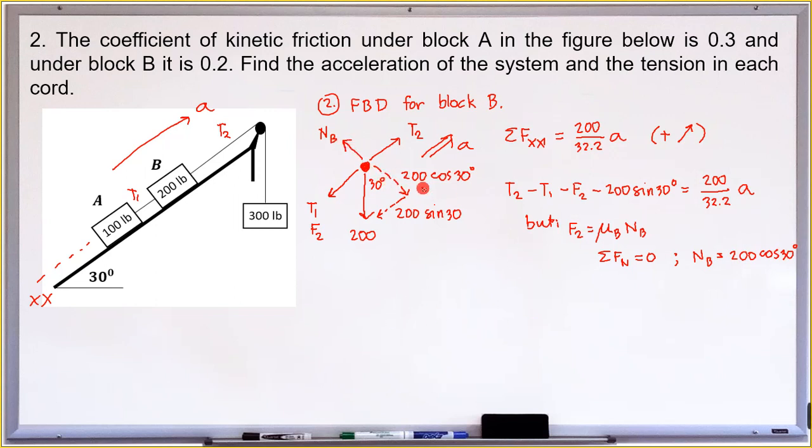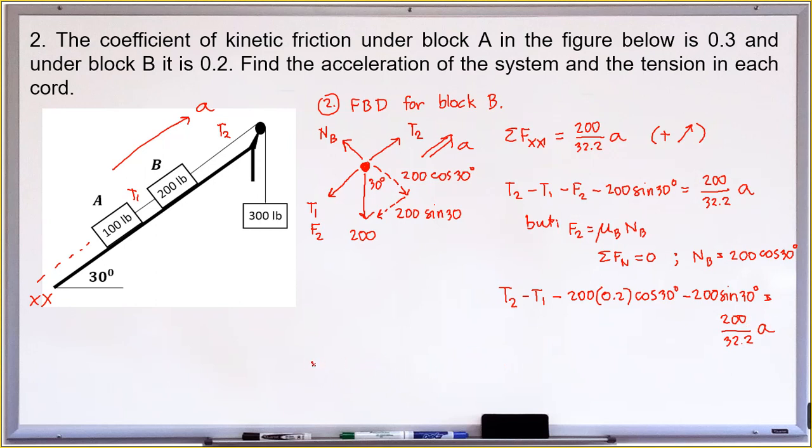This one, okay? Pareha na. So therefore, we have T2 minus T1 minus our F2, which is 200 times the value of the coefficient, that is 0.2, times cosine of 30 degrees minus 200 sine of 30 degrees. This is equal to 200 all over 32.2 times the acceleration.